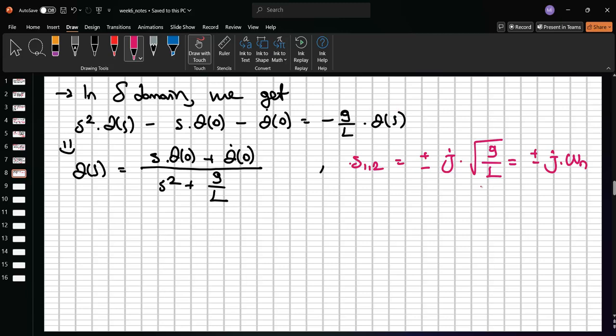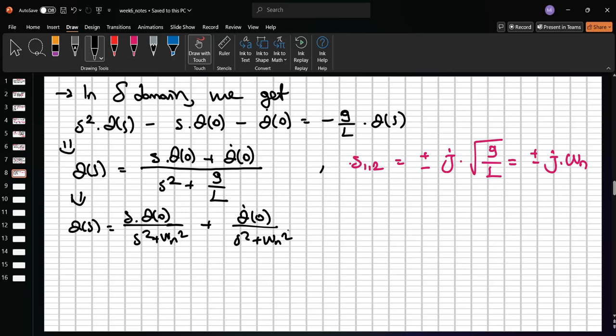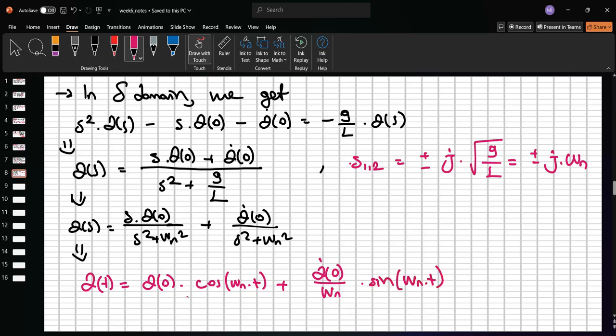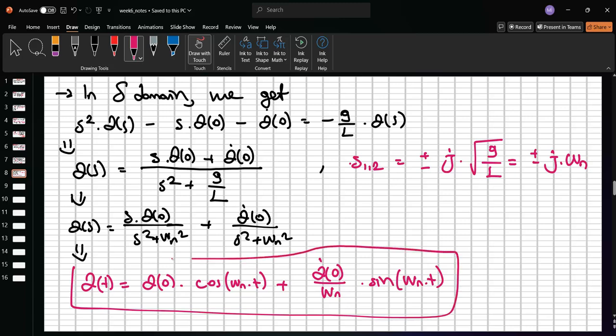And so how can we solve this equation? We can write theta of S equals S times theta 0 divided by S square plus Wn square, plus theta dot 0 divided by S square plus Wn square. In the time domain, we can use the Laplace transformation table: theta 0 times cosine Wn t plus theta dot 0 divided by Wn times sine Wn t. Okay? This is our solution of the system.